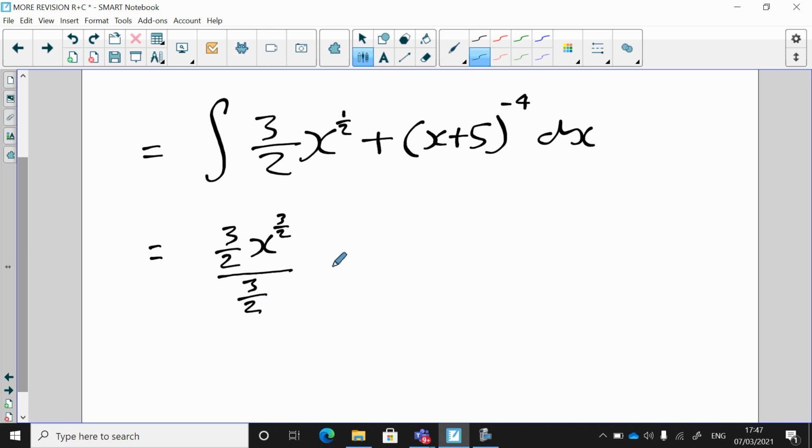Move on to the next one. Don't touch the contents of the bracket, but increase the power by 1. But -4 goes up to -3 when you're increasing the power by 1, and divide by the new power. We could put on plus c here, but I won't. I'll wait to the end here. Okay, we're not quite there.